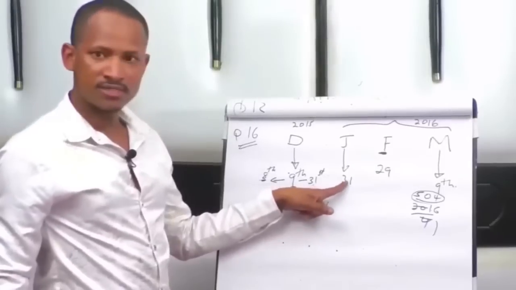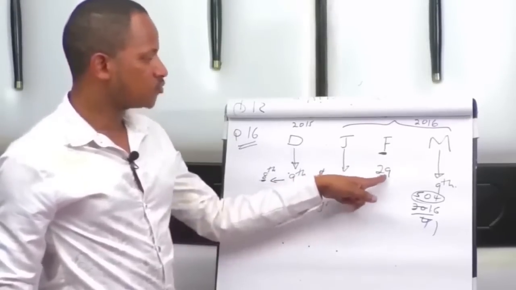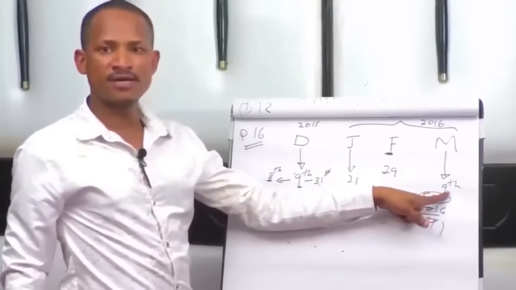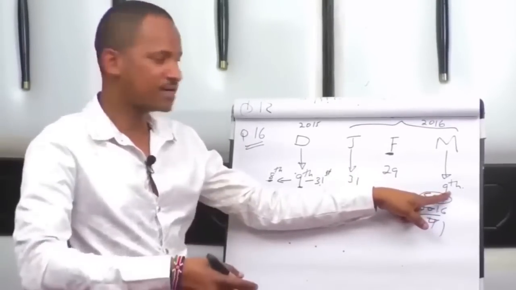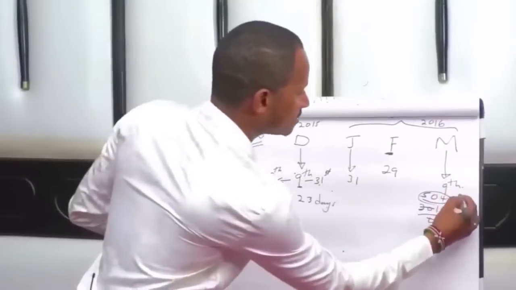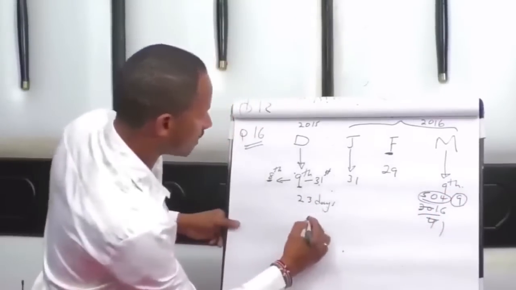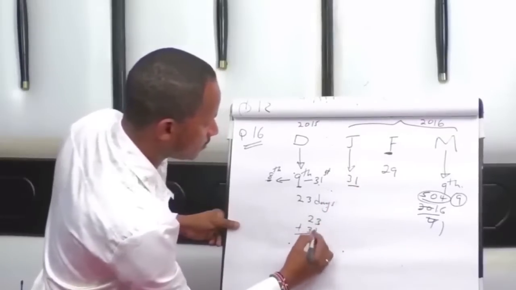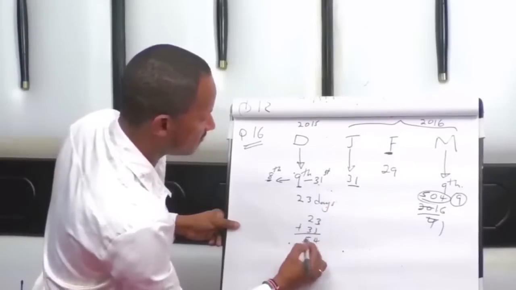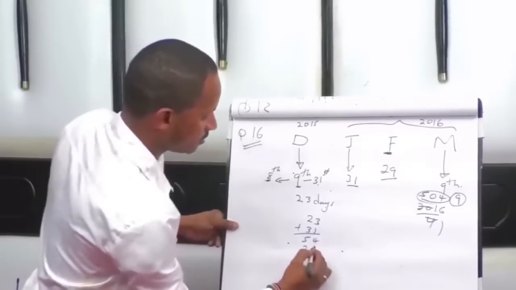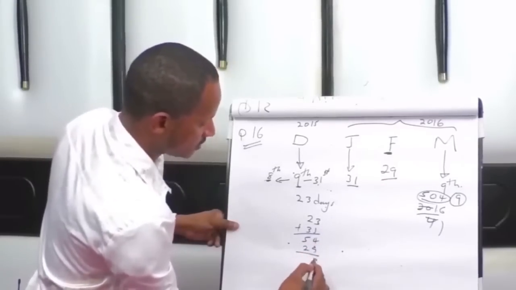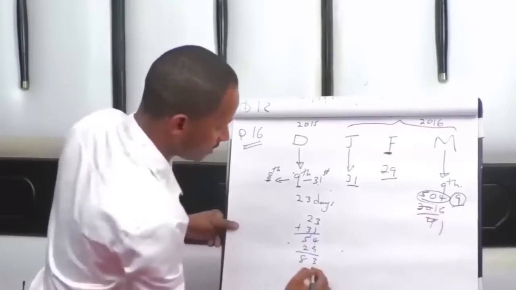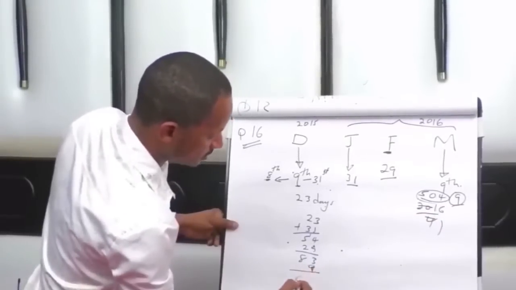Then here, 31 days in January. Then 29 days because it is a leap year. Then 9 days in March, from 1st of March to 9th of March. So 9 days. Then you add them. So you add 23 plus 31, you get 54, plus 29, you get 13 carry 1, 83, plus 9. You get 92.